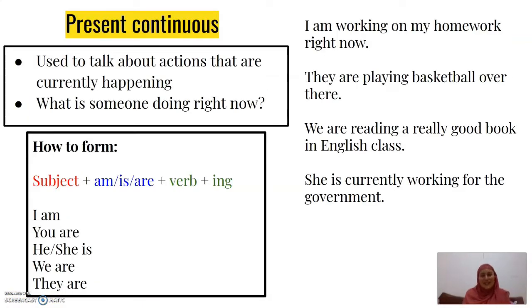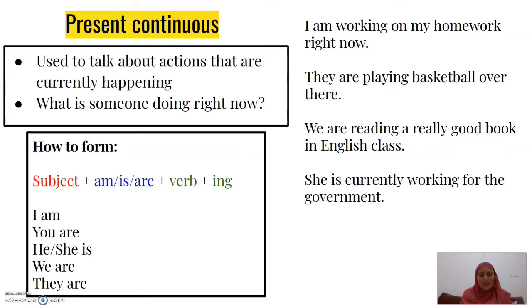All right, we're going to start off with the present continuous. So when do we use the present continuous? The present continuous is used to talk about actions that are currently happening. What is someone doing right now, right at this moment? Here's how you form it.